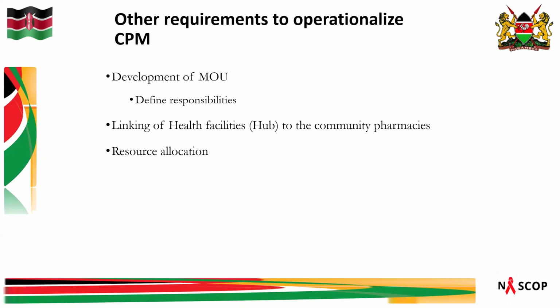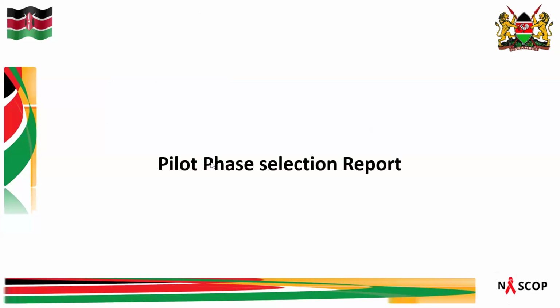So other requirements for parallelization of the community pharmacy model is development of the memorandum of understanding. There is the definition of responsibilities. There is the role of the national, that is NASCOP. There is the role of the county, CHMT. There is the role of the hub facility. There is a role for the client, and also role for the sub-county, the CHMT. And then we have the issue of resource allocation.